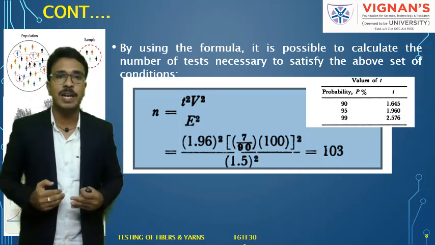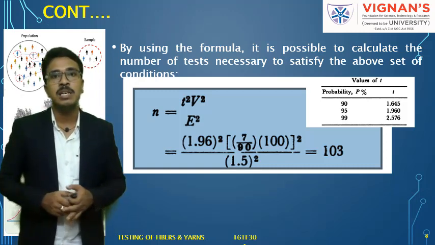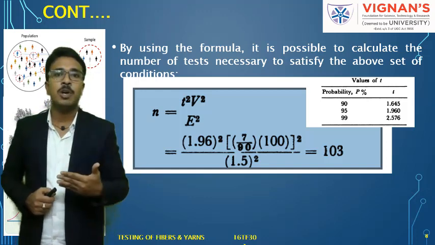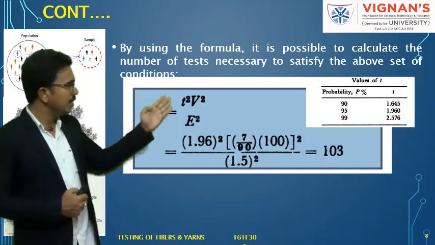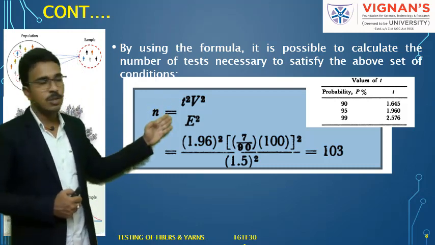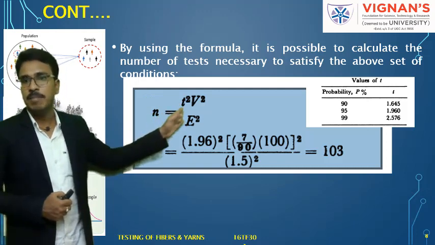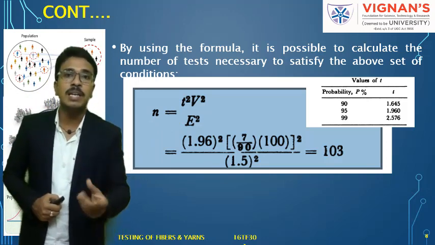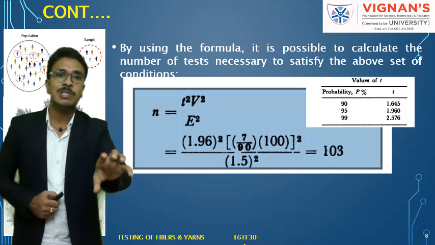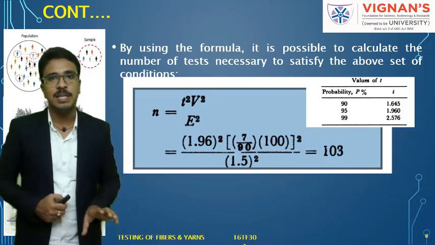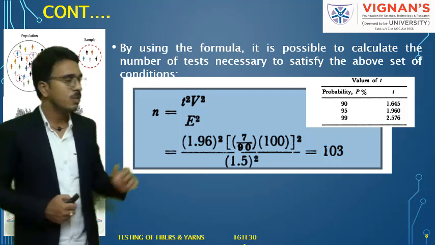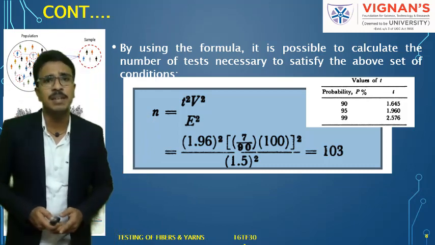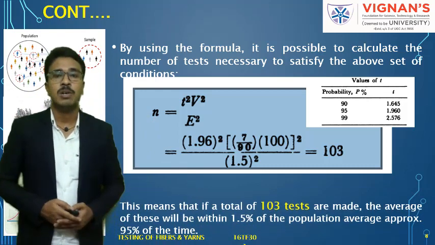We have a formula to find this coefficient of variation, that is standard deviation divided by mean multiplied by 100. In the problem, the standard deviation is given as 7 and the mean as 90. So 7 divided by 90 multiplied by 100, divided by capital E, which stands for percent of error. That means from the average, a 1.5 percentage error will be there. That is the sampling error, 1.5. So divided by 1.5 whole square, and this will give us the sample size of 103.